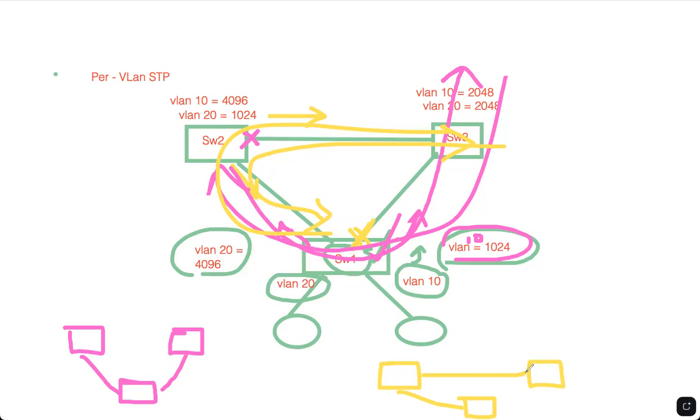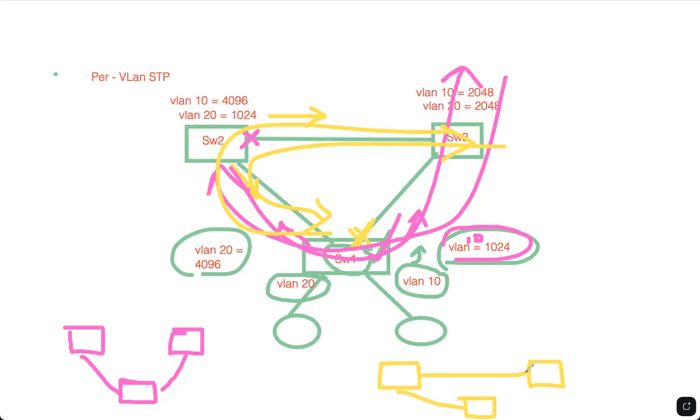So we are not completely blocking one link. We are using both the links, but depending on the priority at the VLAN level, we are choosing one link over the other for the path to go. This way, we are not completely shutting down the link. Okay.